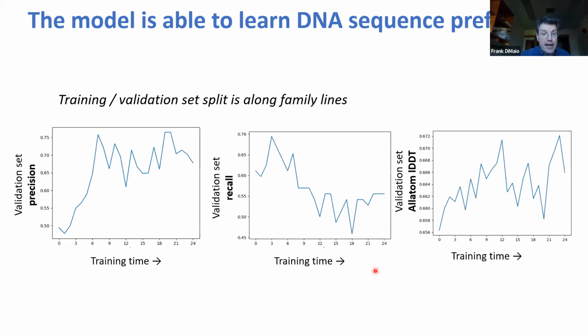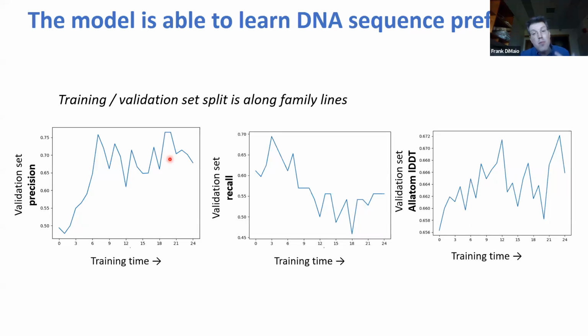I'm showing some of the data here. You can see here in terms of precision and recall of our validation set that our precision is increasing fairly significantly. We go from 50% to about 70% precision. The recall stays flat, maybe drops a little bit.